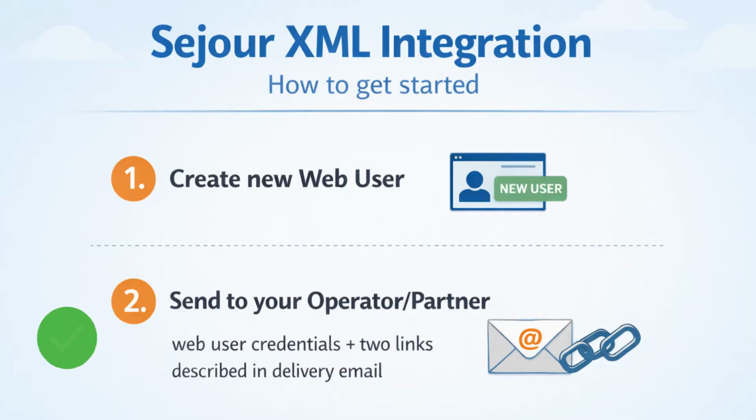Now, once the authorities are also set, our web user is ready. We can continue with the second step, which is to send some key information to our partner, the operator we're integrated with. These key pieces of information will allow your partner to start using the integration, so let's take a look at what they are exactly.